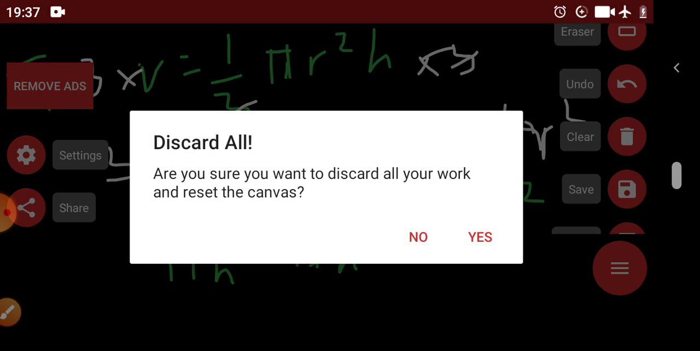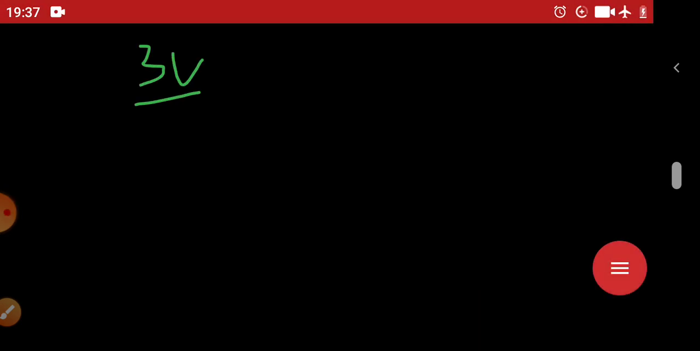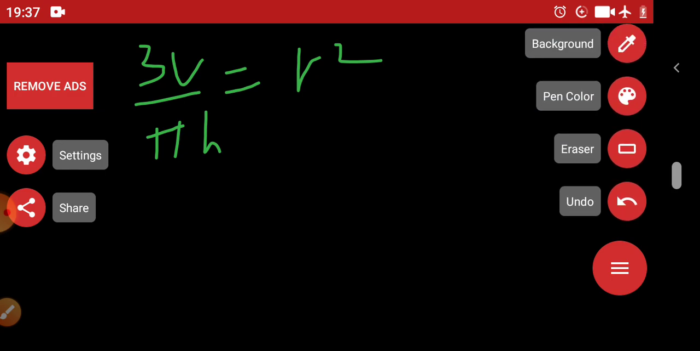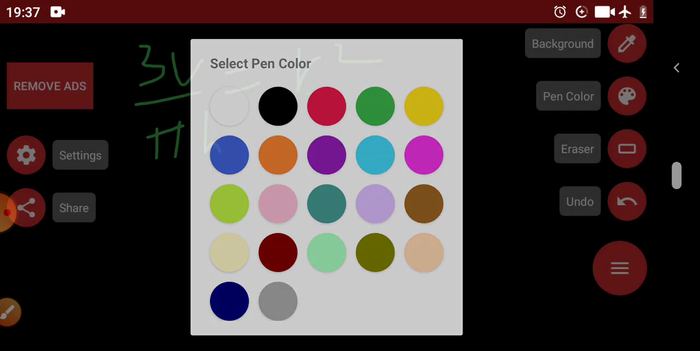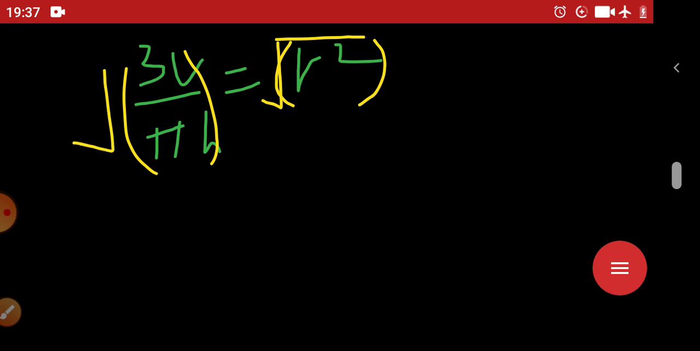So okay, we have 3v over pi h is equal to r squared. Remember, the opposite of squaring is taking the square root. So we need to take the square root of this. We're taking the square root of both sides.